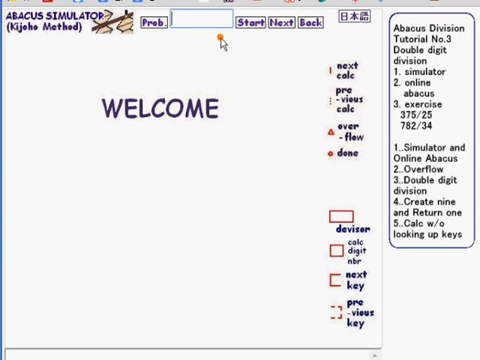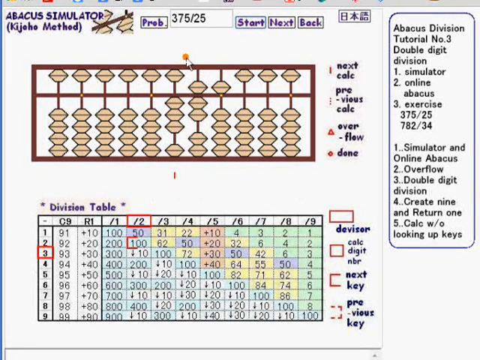Exercise number 1 is 375 divided by 25. Click start. For this double digit division, the 10th digit number is processed by division keys, while the 1st digit number is processed by subtraction. So division keys and the subtraction mark are going to be highlighted alternately.